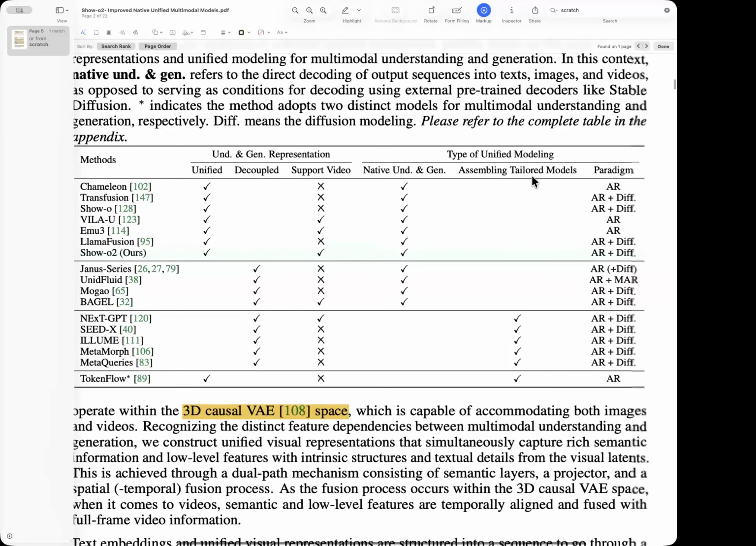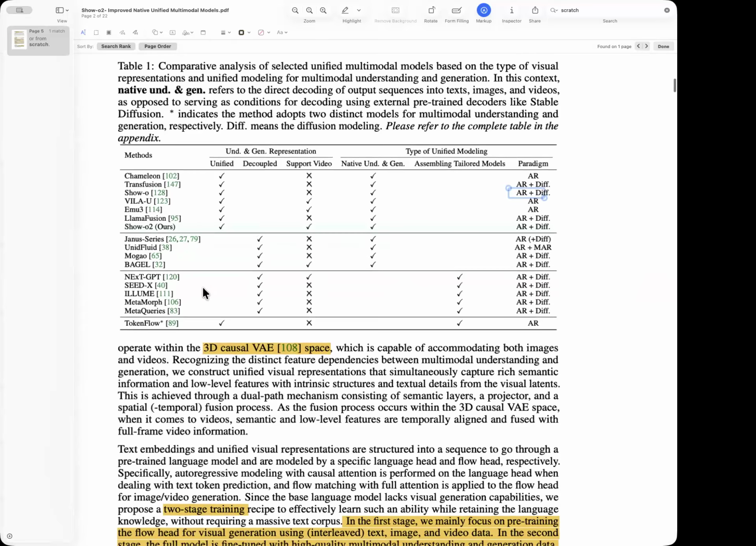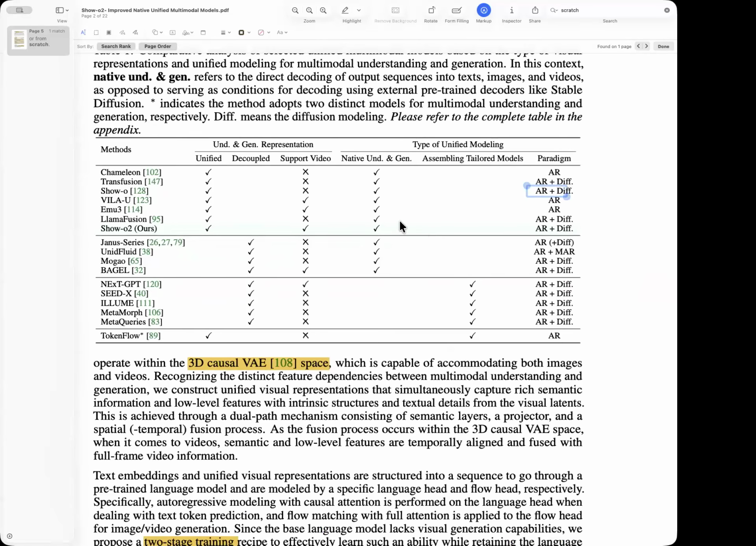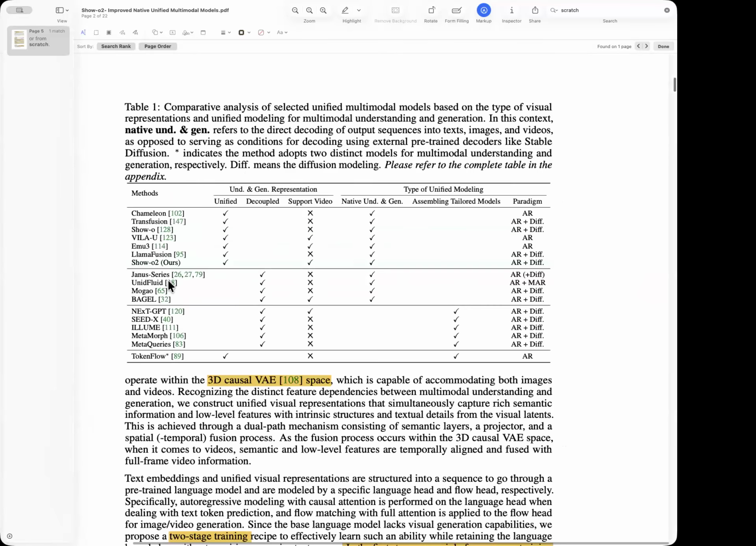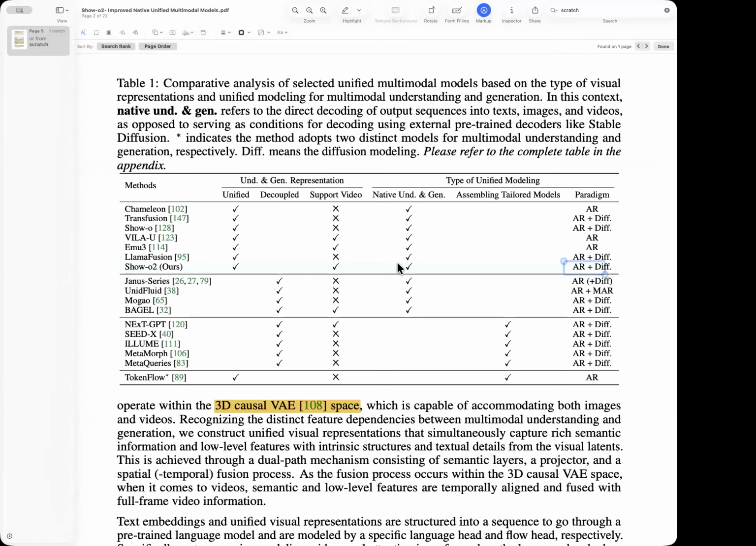Then I think, yeah, so they talk here about the paradigm. So is it autoregressive? Is it autoregressive plus diffusion? Is it all autoregressive? There's one of these here, which made me note too, right? So where's theirs? I think I'm in the wrong table. Yeah, here. So they're autoregressive plus diffusion. This one here is unified, supports video. It's the same type of unified modeling, native and generative, but it's fully autoregressive. So I thought this was a fun one to look into.